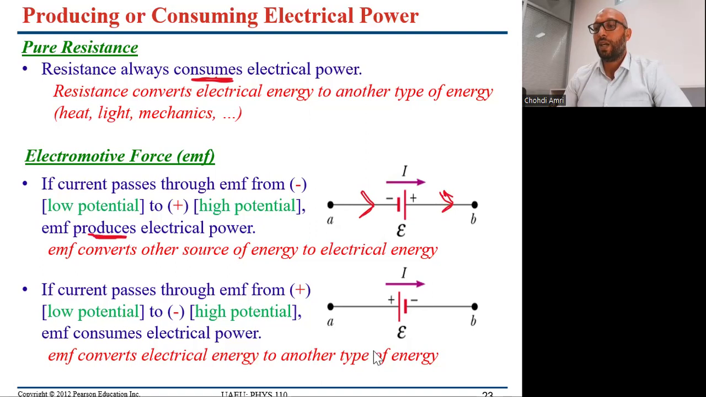On the opposite side, the current is entering the positive side of the battery and leaving the negative side. In this case, it is consuming. So the battery can be producing energy or consuming energy. So I repeat, if the current is going from the positive to the negative, in this case is producing. If the current is going from the negative to the positive, in this case is consuming, sorry.